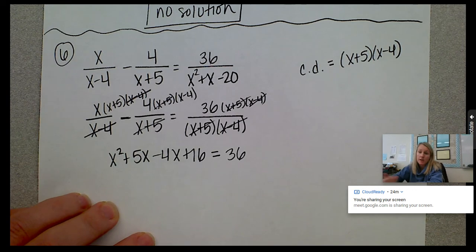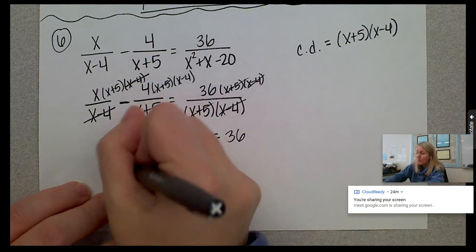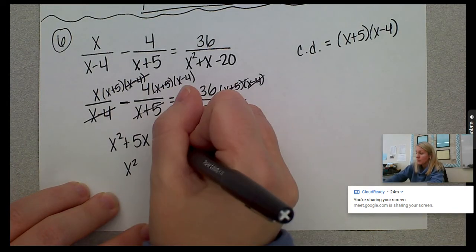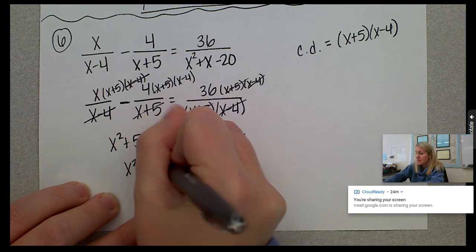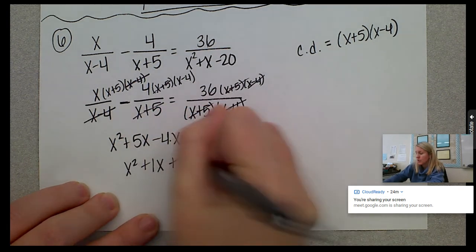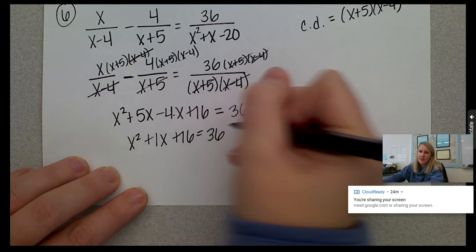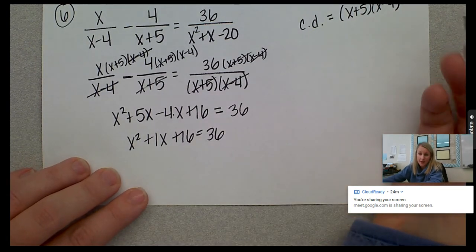Okay, so we get down to here. It is going to be a quadratic. So we're left with x squared. This would give me, what? Plus 1x plus 16 equals 36. So what kind of focus do we have if it's a quadratic? I'm going to try to make it factorable.